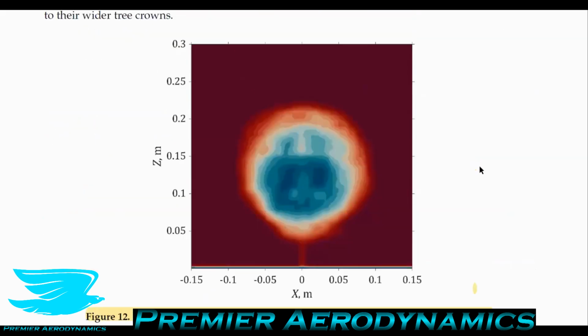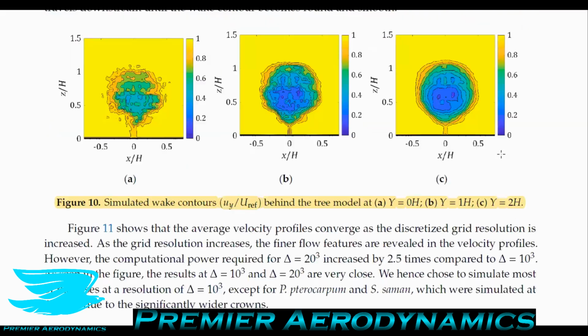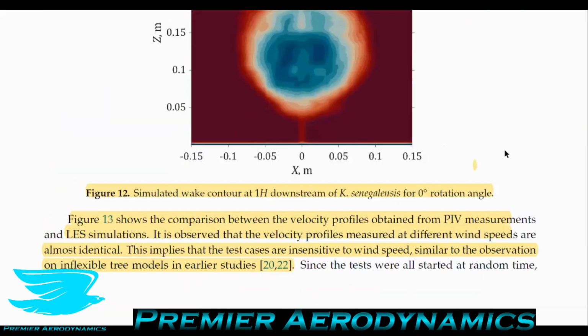And then they have their simulated wake, and it matches very closely their PIV. The only problem is that it uses a different color map, so it's difficult to compare them exactly. But generally speaking, they look very similar. They should use the same color map here.